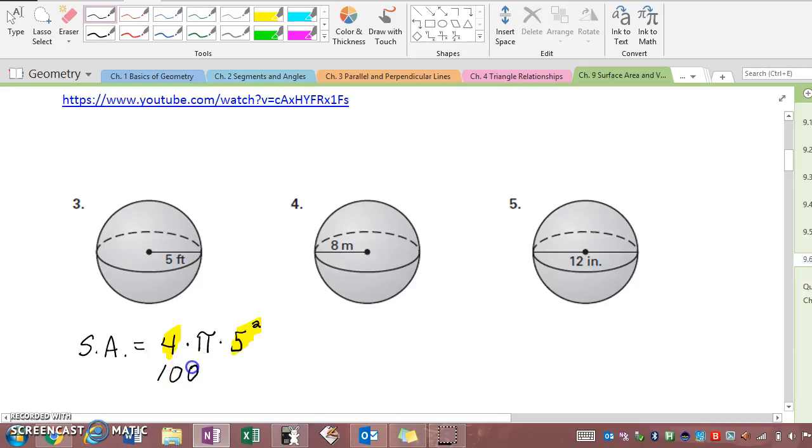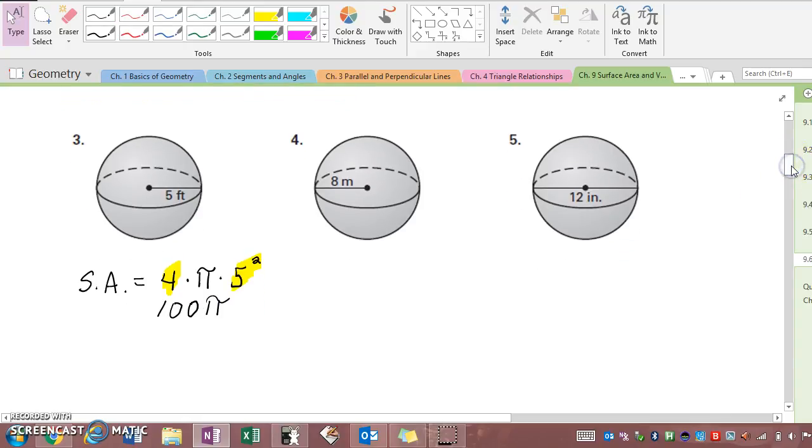So in terms of pi, our answer is 100 pi, but we're going to put that in our calculator, but you know how to multiply by a multiple of 10. Pi is 3.14, and 100 times pi just means that we move our decimal point 2 places to the right. So our surface area for a sphere with a 5-foot radius is 304 feet squared. Remember, anytime you're finding area, the unit of measure is always squared.